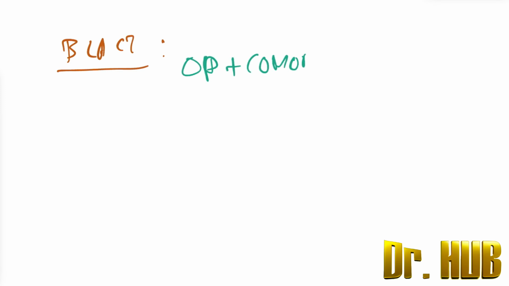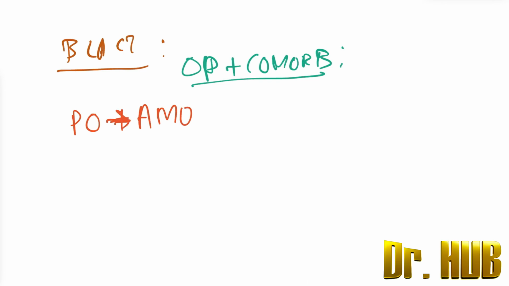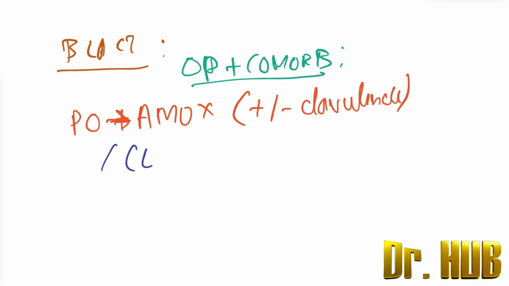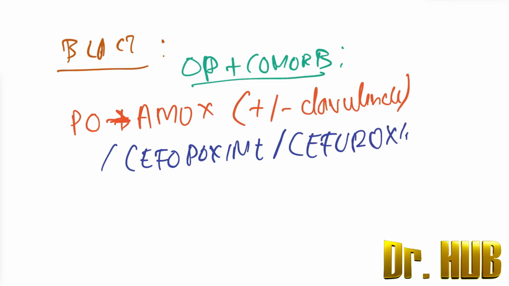Now let's look at the beta-lactams. For outpatients with comorbidities, in PO there is amoxicillin, plus or minus clavulanate. Then there is cefpodoxime as well as cefuroxime. Next we look at IV. Under IV there is ceftriaxone.